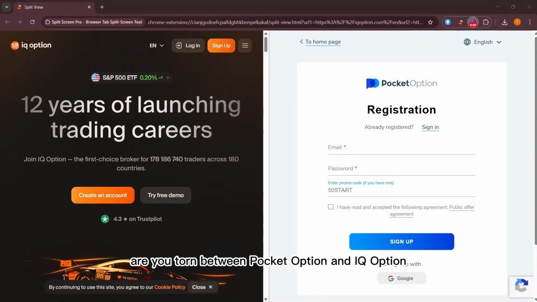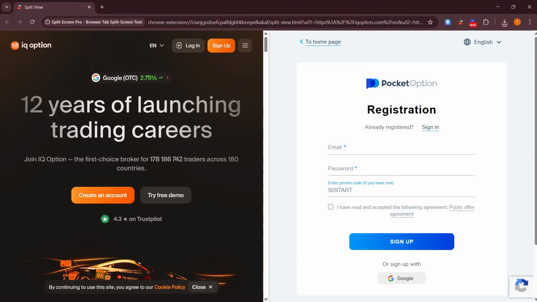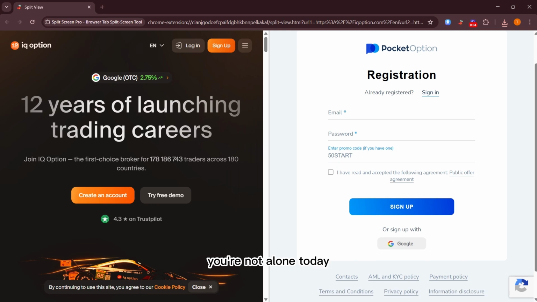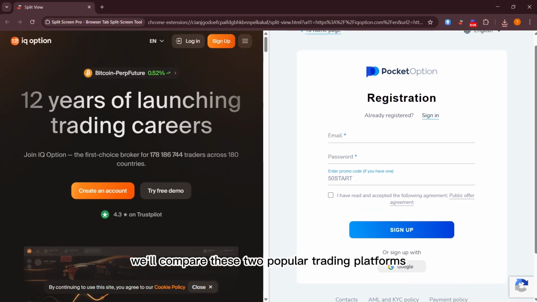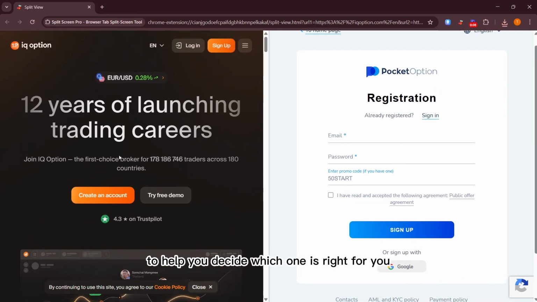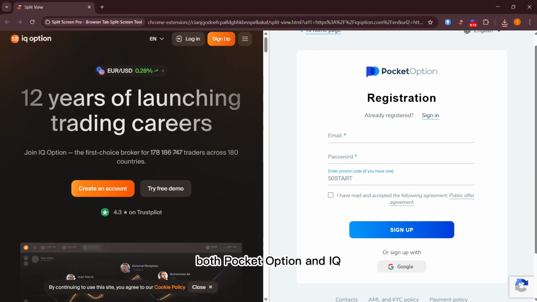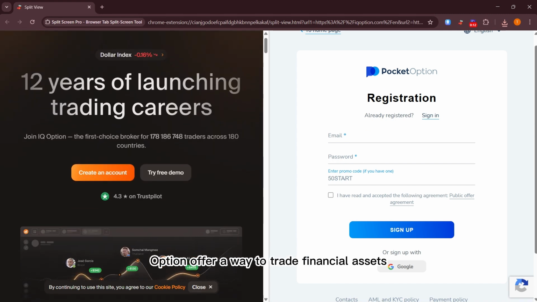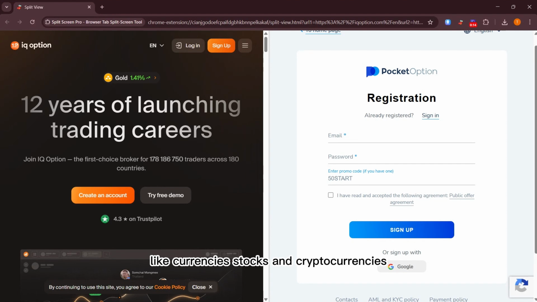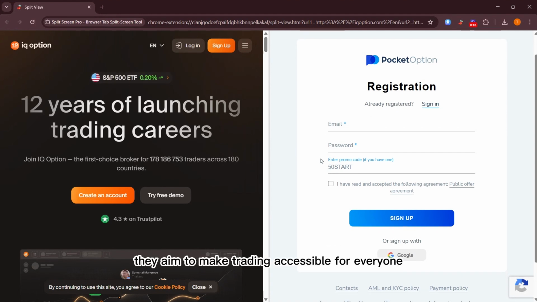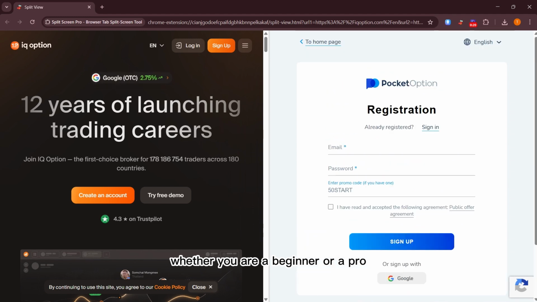Are you torn between Pocket Option and IQ Option? You're not alone. Today, we'll compare these two popular trading platforms to help you decide which one is right for you. Both Pocket Option and IQ Option offer a way to trade financial assets like currencies, stocks, and cryptocurrencies. They aim to make trading accessible for everyone, whether you are a beginner or a pro.